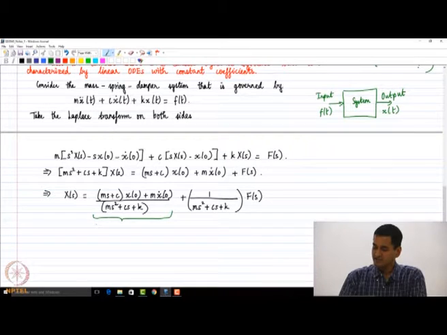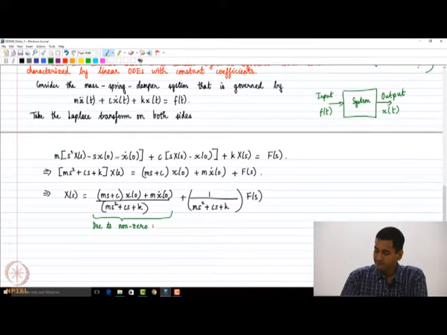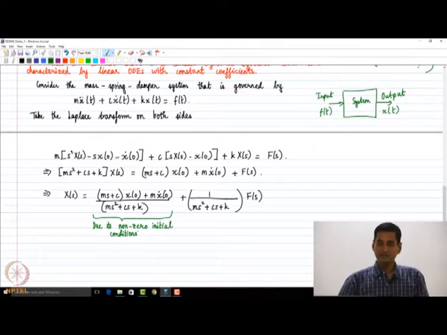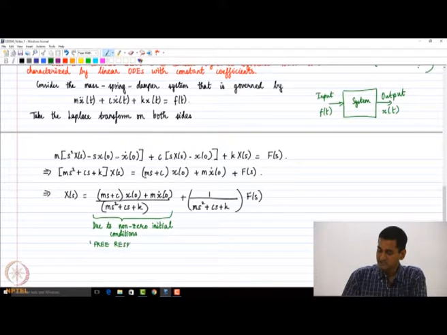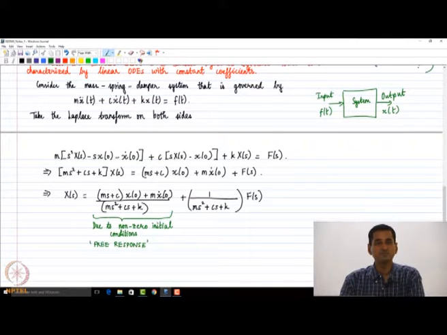So the first part is the contribution of the output due to non-zero initial conditions, okay? And this, as far as our course is concerned, we would call the free response. So I'm reiterating these points once again. The part of the system output that comes due to non-zero initial conditions is what is called a free response. And the second part, one could observe, involves the input term, right?